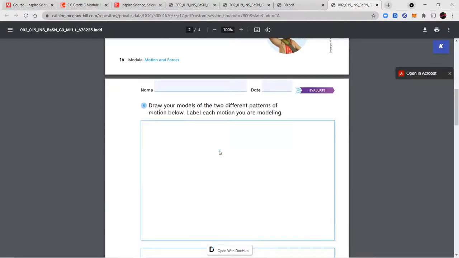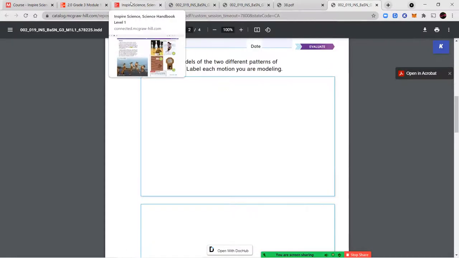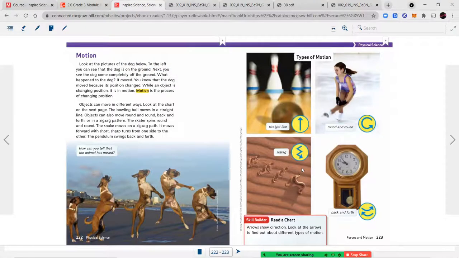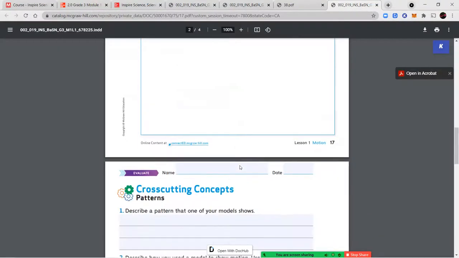So draw your models of two different patterns of motion, label each motion that you're modeling. So you'll have two boxes. You can pick any two of the kinds of motion over here, and you'll be able to draw them in the boxes. Make sure you label everything clearly so that it's easy to read and understand.